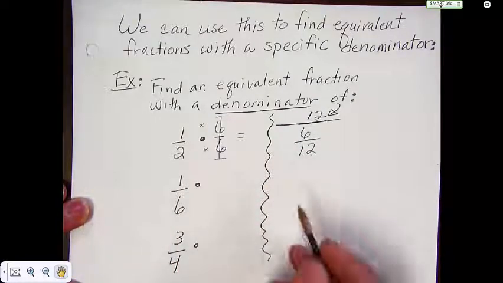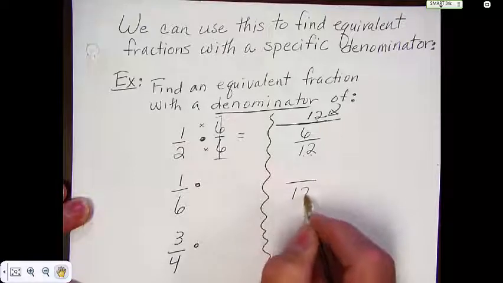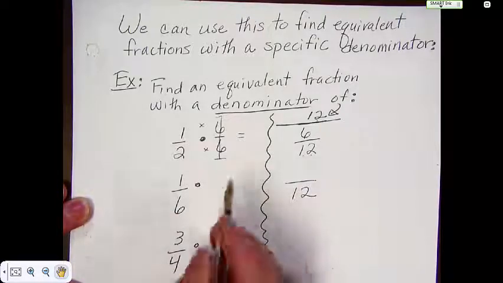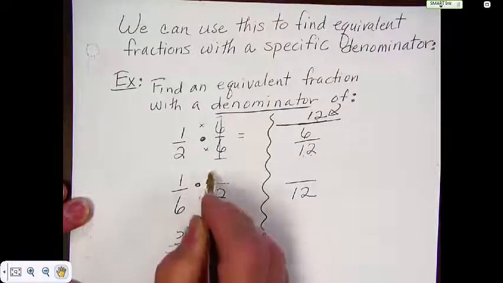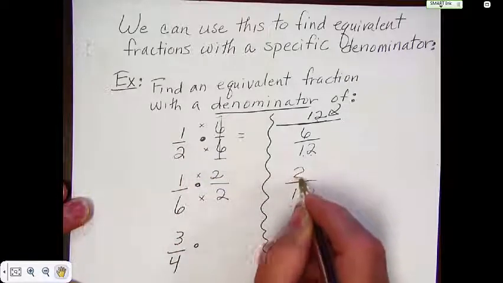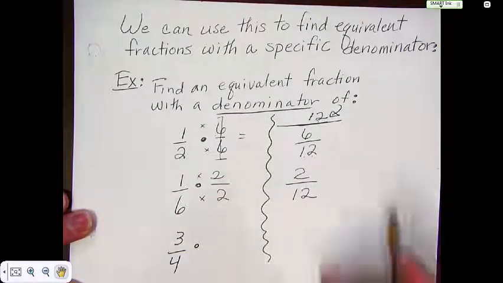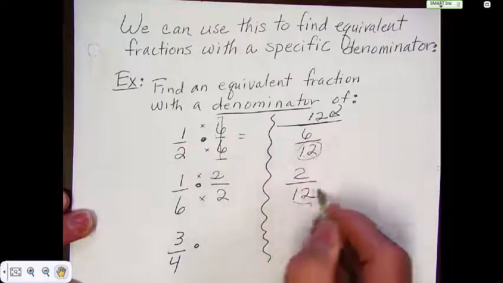Same thing with this one. I want a denominator of 12. 6 times what is going to give us 12? Oh, yeah, 2. And what I do to the bottom, I have to do to the top. So 1 times 2 is 2. Now, we're looking for denominators.